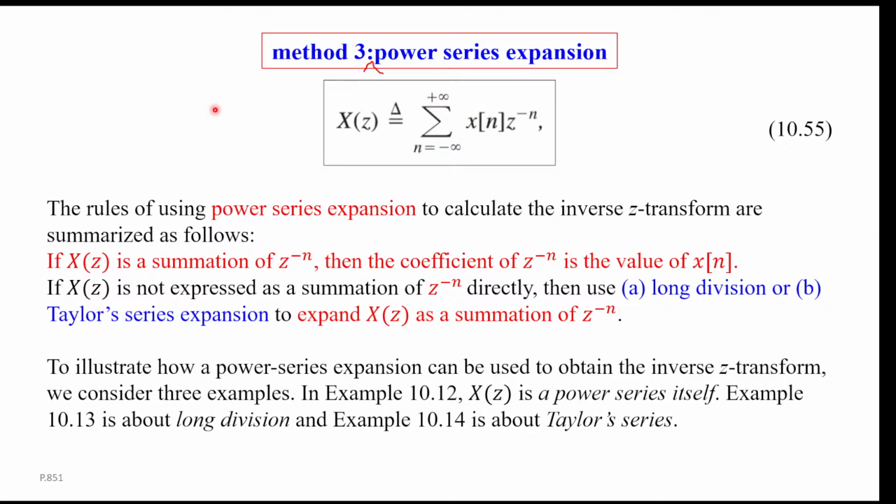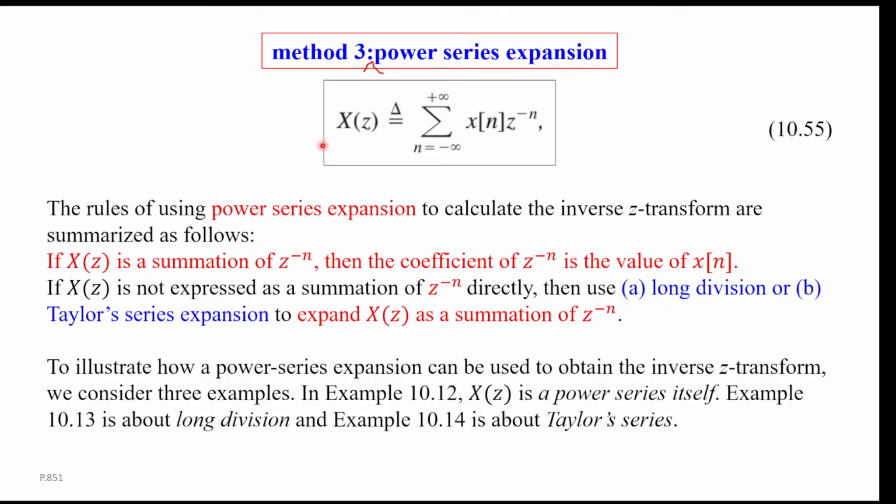Okay, let's get back. And let's talk about method 3, the power series expansion. The idea of the power series expansion is very simple. Basically, we look at this z transform equation. It says big X of z equals this summation, n from minus infinity to plus infinity, of x of n z to the minus n. And we see that this is a power series. We have a different power of z here, z to the minus n, with n from minus infinity to plus infinity.